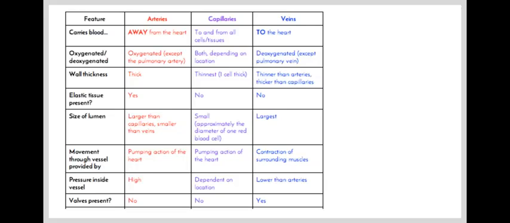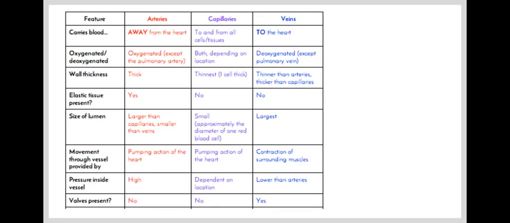So in arteries, the blood is carried away from the heart. All of the blood in our arteries, except for the pulmonary artery, is oxygenated. So this is why we try to stay away from saying that oxygenated blood is only found in arteries, because it can be found in one of our veins, being the pulmonary vein. So we really prefer to look at the fact that it is the blood being carried away from the heart.